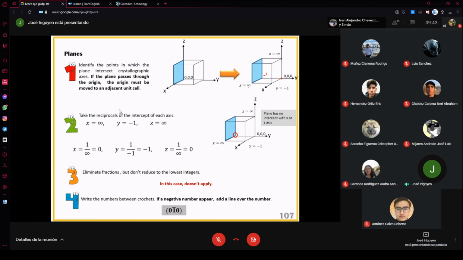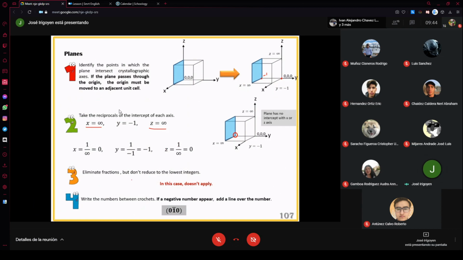And because we don't have intersections with X and C, because the plane is parallel to those axes, we're going to add an infinity symbol to represent that. So the intersections are going to be infinite for X and C because they are parallel to the plane, and -1 in Y, right? So the reciprocal, as you saw in derivatives, 1 divided by a huge number is going to be practically 0. 1 over -1 is going to be -1, and 1 over infinite is also 0.